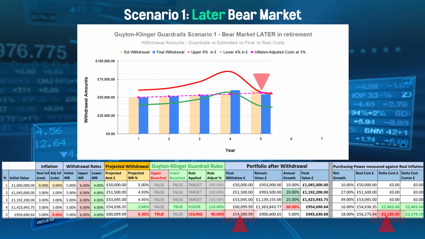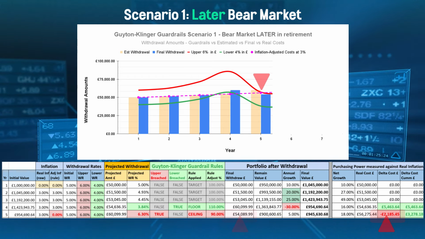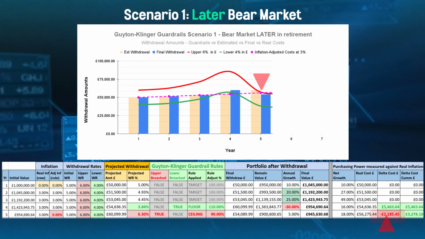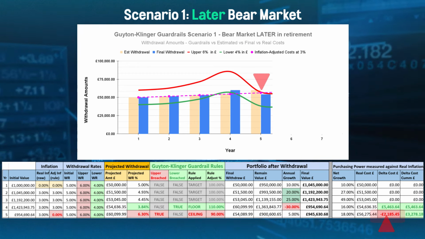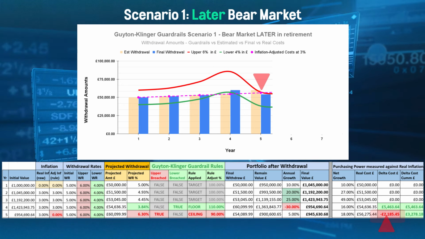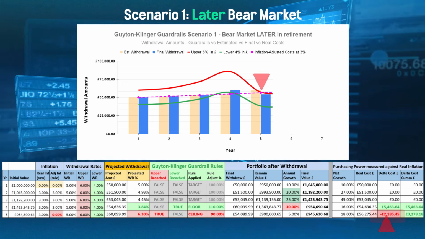Here's where spending flexibility and any additional income is key. If you can cut your discretionary spending by £2,000, or if you can make up the difference with income from a side hustle or part-time work, then, technically, you're still fine.